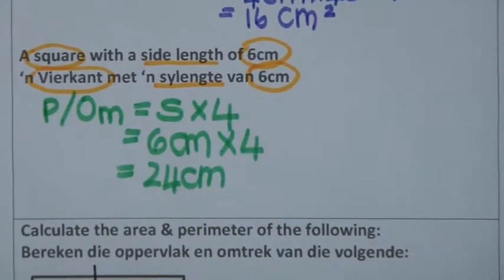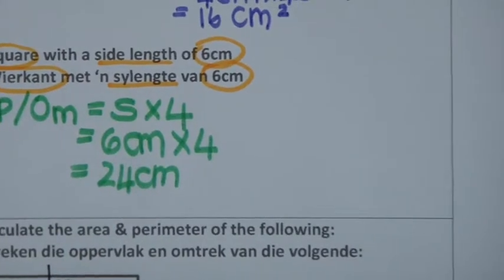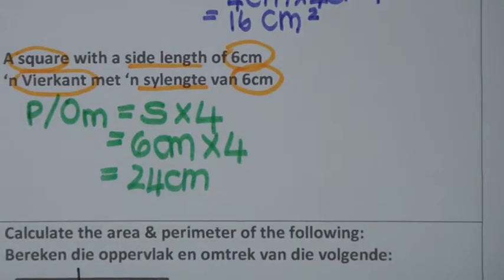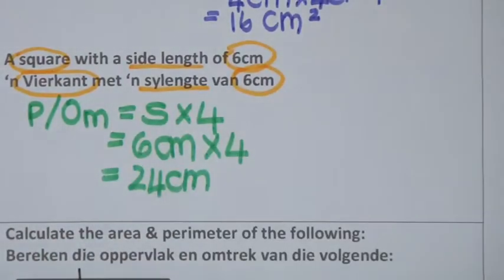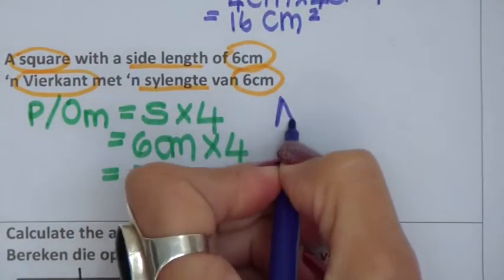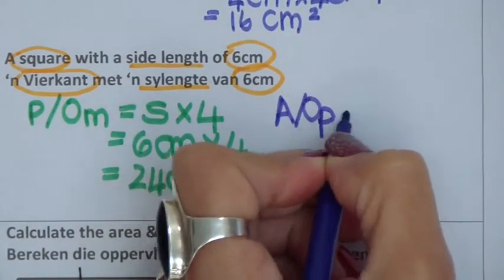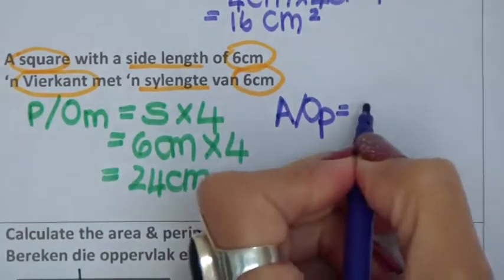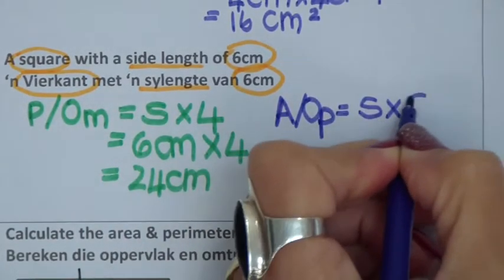But now I know I'm not done. I still need to work out the area. Ek moet nog steeds die oppervlak uitwerk. Okay? Area, OP vir oppervlak, klink 'n bietjie snaaks. Right, nou sê ons, dit is mos sy maal met sy.